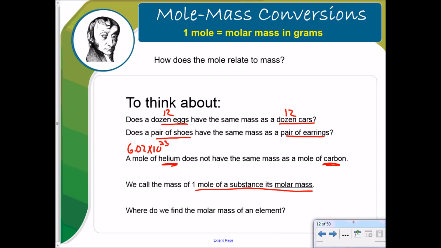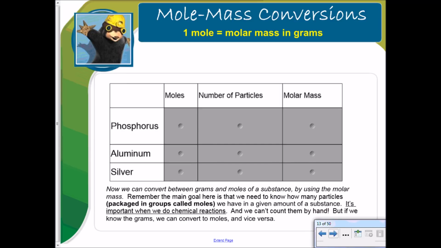So where do we find the molar mass of an element? You find that on the periodic table. This is why you needed your periodic table with you when you're watching this video. All right, so what you'll do, it says phosphorus here, find phosphorus on your periodic table. And we're going to talk about 1 mole of phosphorus.